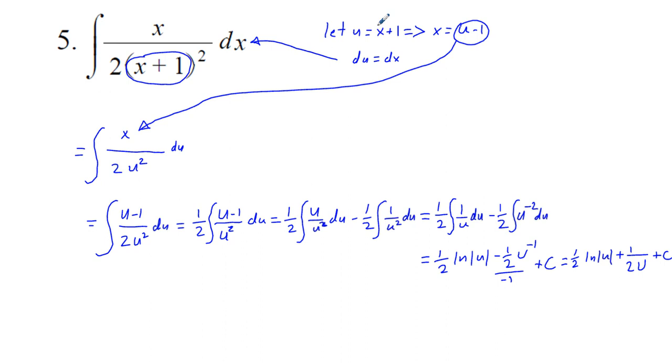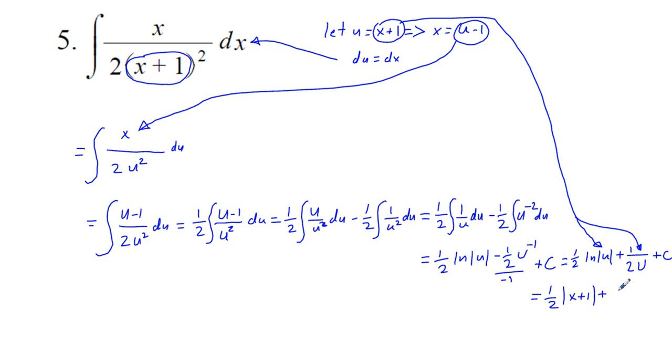And now we're going to take this value of u here, x plus 1, and substitute it in for this u here, and also for this u over here in this term. So we end up with 1/2 the absolute value of x plus 1 plus 1 over 2, and we have x plus 1 in place of u plus c. And we could simplify, we could expand this denominator here in the right term, but this is going to be it.